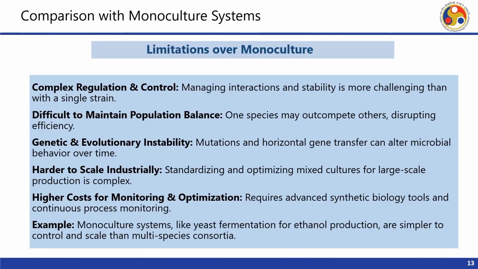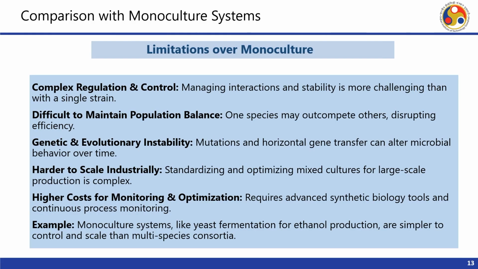What are the limitations compared to monoculture? We see that microbial consortia may be difficult from the point of view of complex regulation and control. Managing interactions and stability is more challenging than with a single strain. Then it is difficult to maintain population balance. One species may outcompete others, disrupting efficiency and thereby transforming it into a single strain after a few rounds.